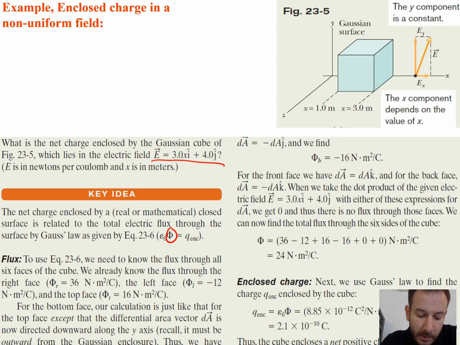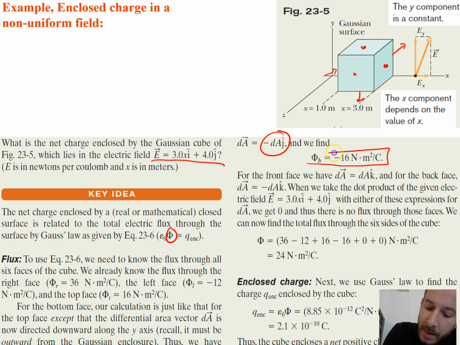To use this equation, we need to know the flux through all 6 sides of the cube. Previously, we only found the flux for 3 of them: this one, that one over there, and the top. But we still need to find the front face, the bottom face, and the face that looks towards the back. For the bottom face, our calculation is just like that for the top face, except that the differential area vector dA is now directed downward along the y-axis. Thus, dA is going to be negative dA j.